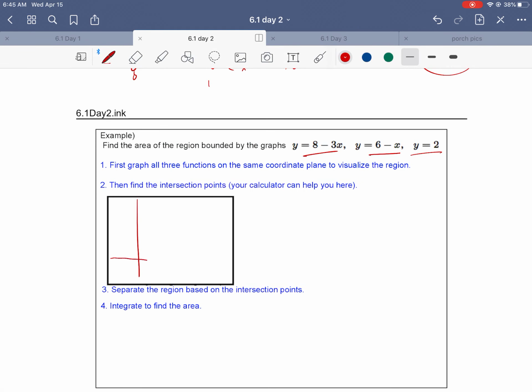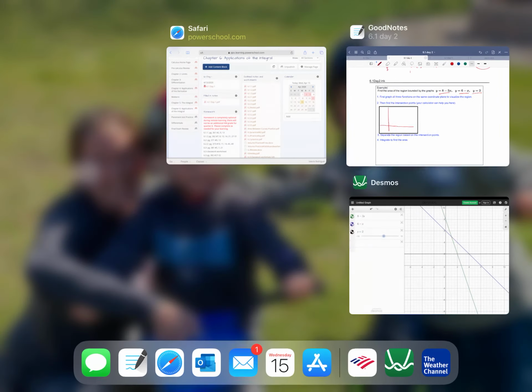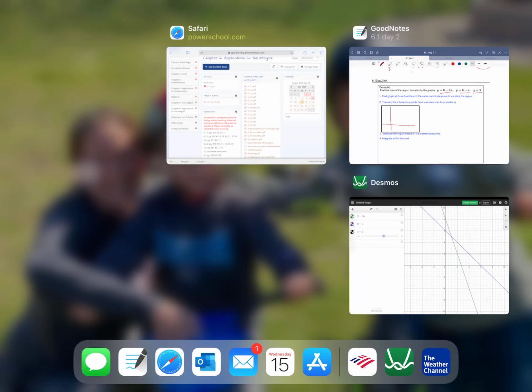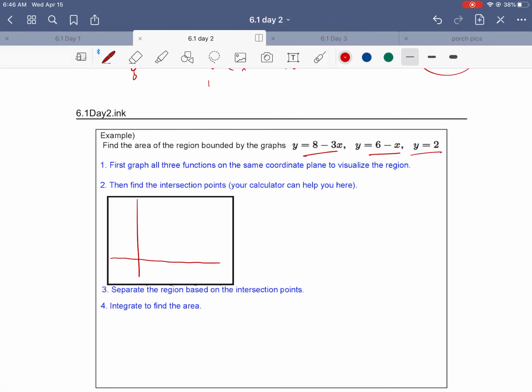Okay, so we're going to get a sketch here. Right, and again, the lines are going to look similar. Their y-intercepts are slightly different, 8 and 6, but their slopes are also different, right? A -3 slope and a -1 slope. So the steepness will help us determine which one is which.